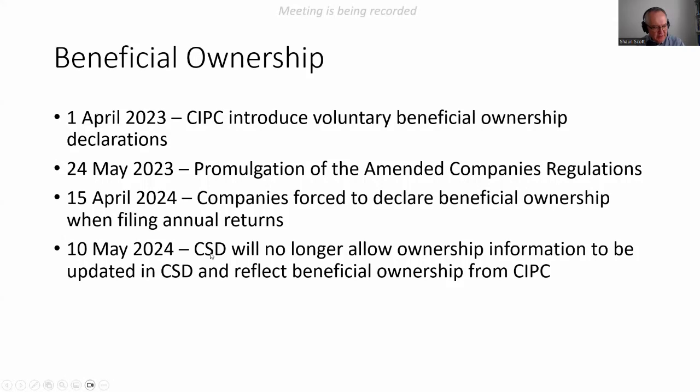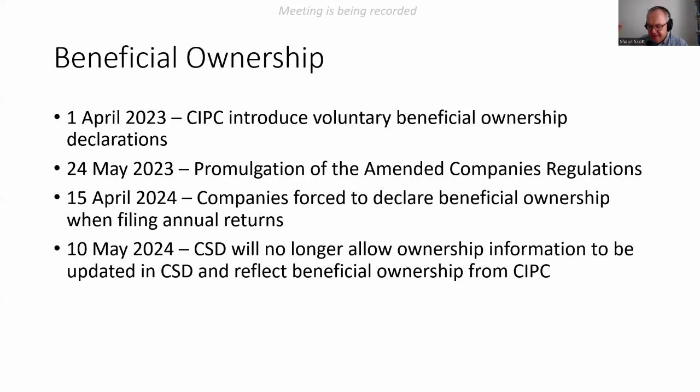I don't want to disappoint you, so let me quickly run through a couple of points on beneficial ownership, because I think it's got some relevance right now for public procurement. Whether you're a supplier or a public procurement practitioner, I think this is important to be aware of.